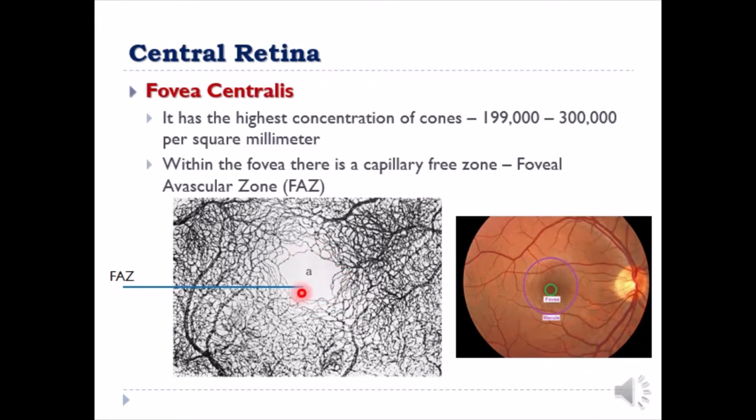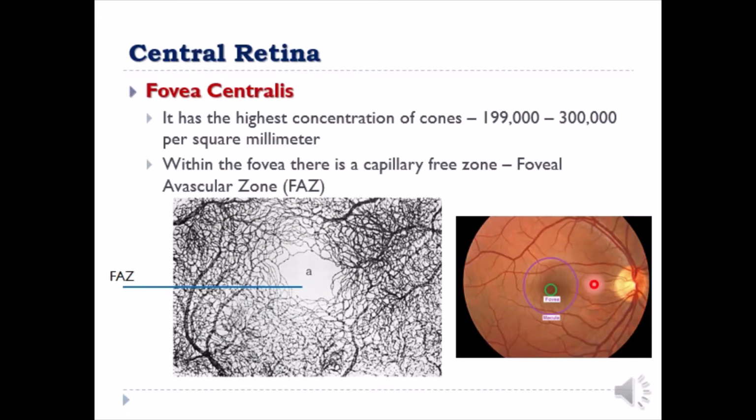So that for the sharpest vision, the light can directly hit and go into the photoreceptor cells underneath, because you can see that these blood vessels are on the retinal surface, or you can say these blood vessels are at the nerve fiber layer level of the retina.